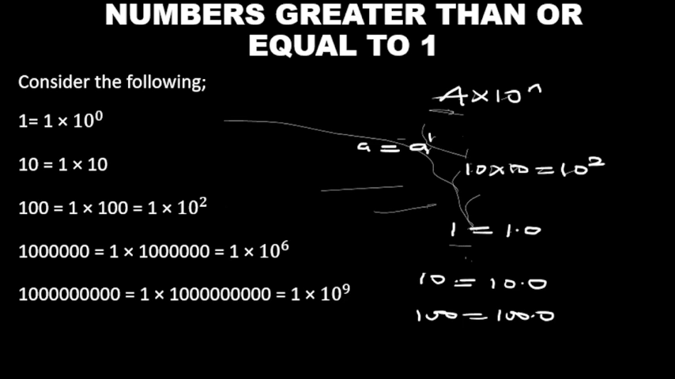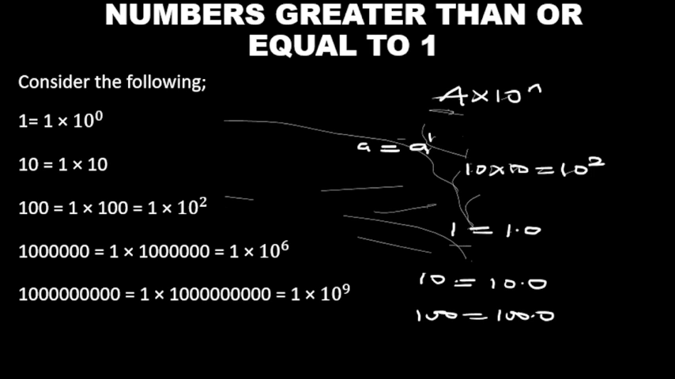So we have 1, then times 10. Remember, the power of 10 will depend on the number of times you shifted the point to the left. So how many times do we shift the point to the left? Once. So that will be 1 times 10 raised to the power of 1. So 10 raised to the power of 1 is the same thing as 10.